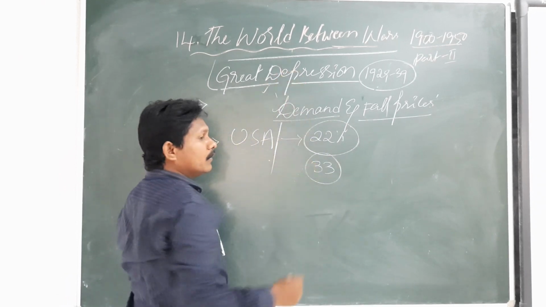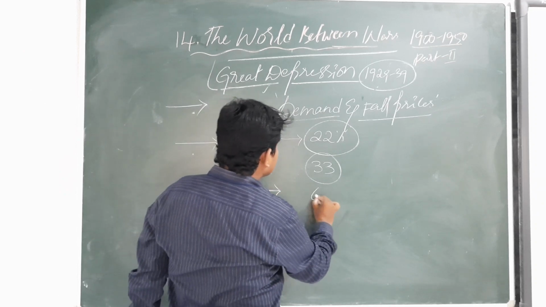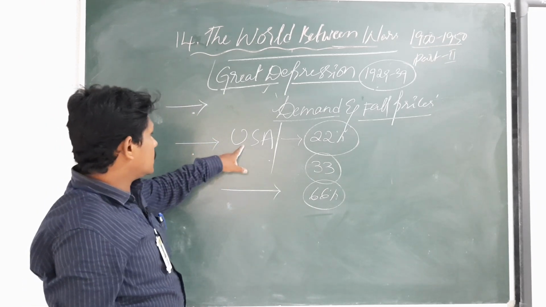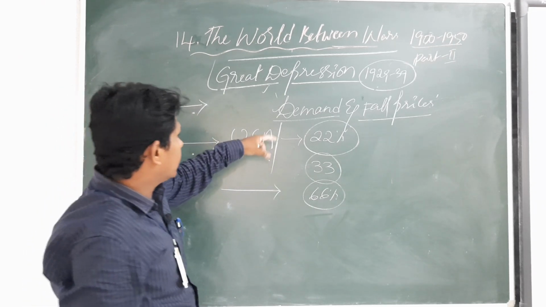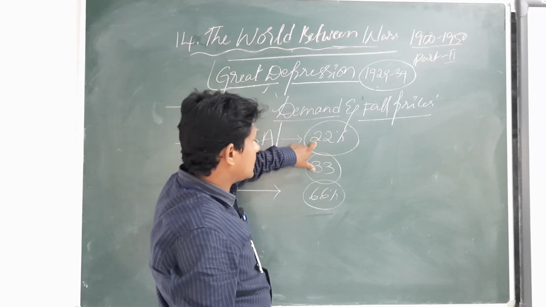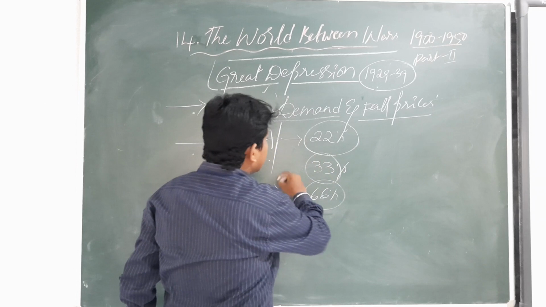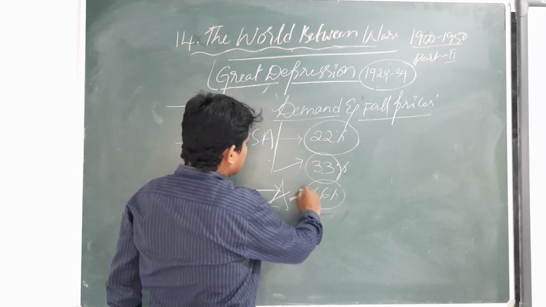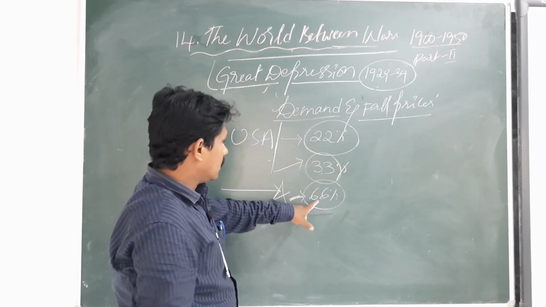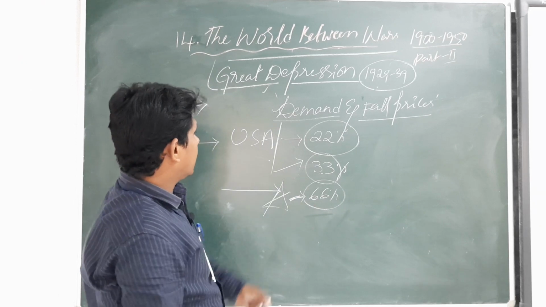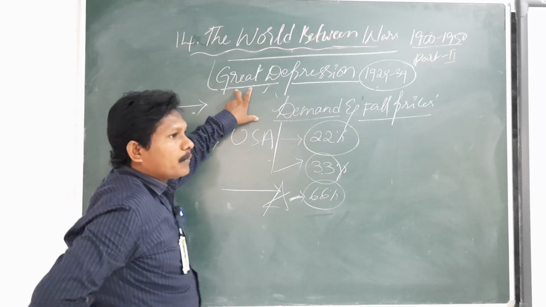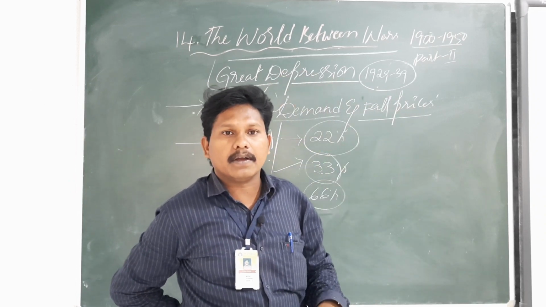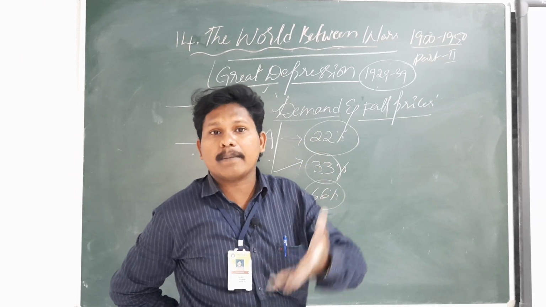During the Great Depression, agriculture production also reduced by 66%. With the American stock market collapsed, unemployment was 22%, and in other neighboring nations the unemployment was 33%, and agriculture production reduced by 66%. During the Great Depression, many industries closed down, factories shut down, and several people lost their employment.